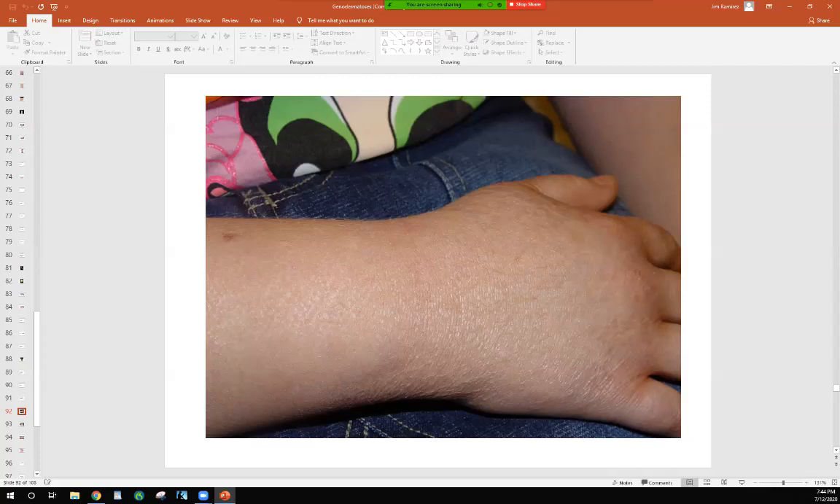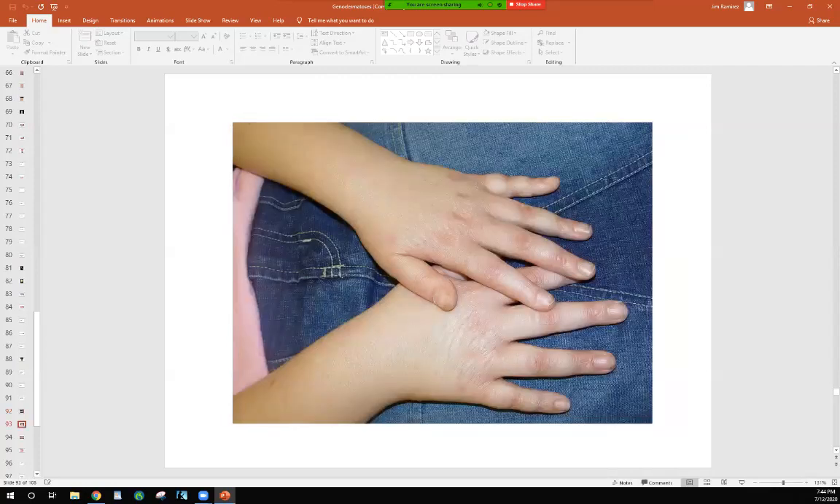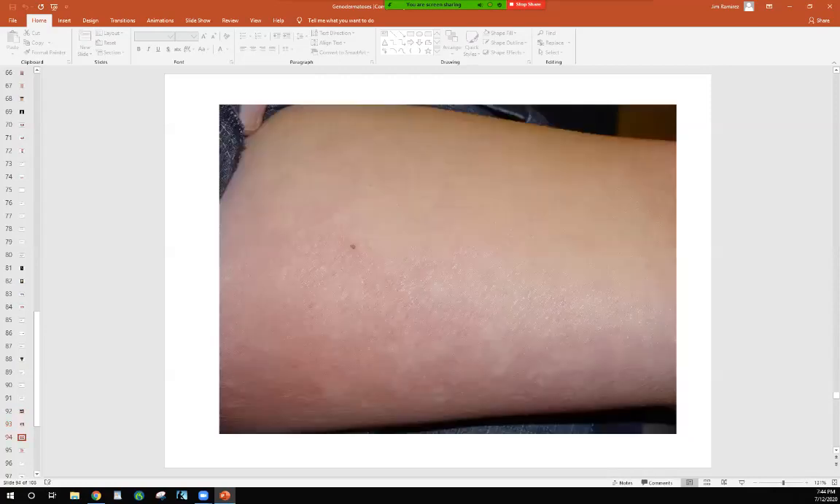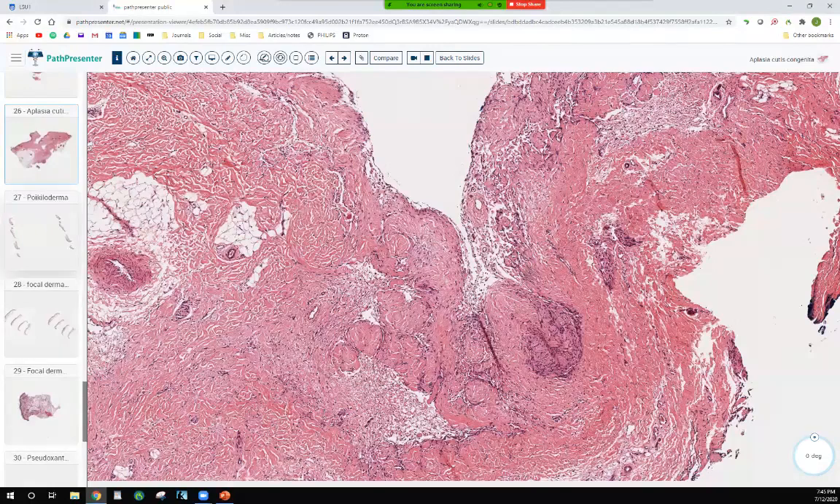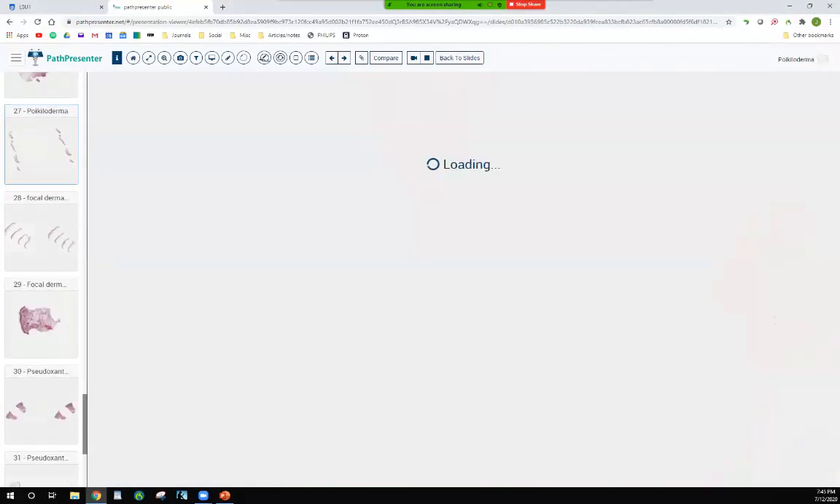In poikiloderma, you basically get presentation with erythema, mottled pigmentation, epidermal atrophy. You can see another photo right here. This is obviously a child, and it has the skin that looks beyond her years. And here's another one showing the more erythematous. So here's an image of poikiloderma, not the best one. I actually have a good image right here that we can look at.